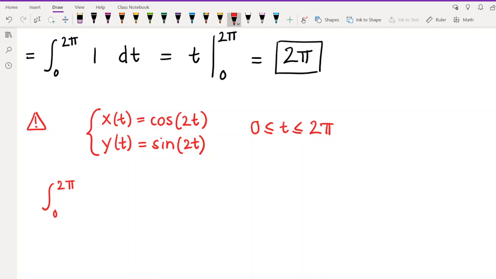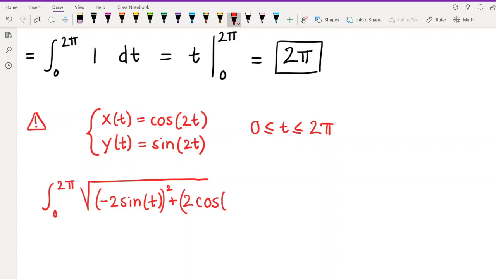Well, now the derivatives of each of these would be a little different, right? So what would the derivative be for the first one? It would actually be negative 2 times sine of 2t because of the chain rule. So we'd have negative 2 sine of 2t squared plus 2 cosine of 2t squared, right? Those are the derivatives of these two equations written above.